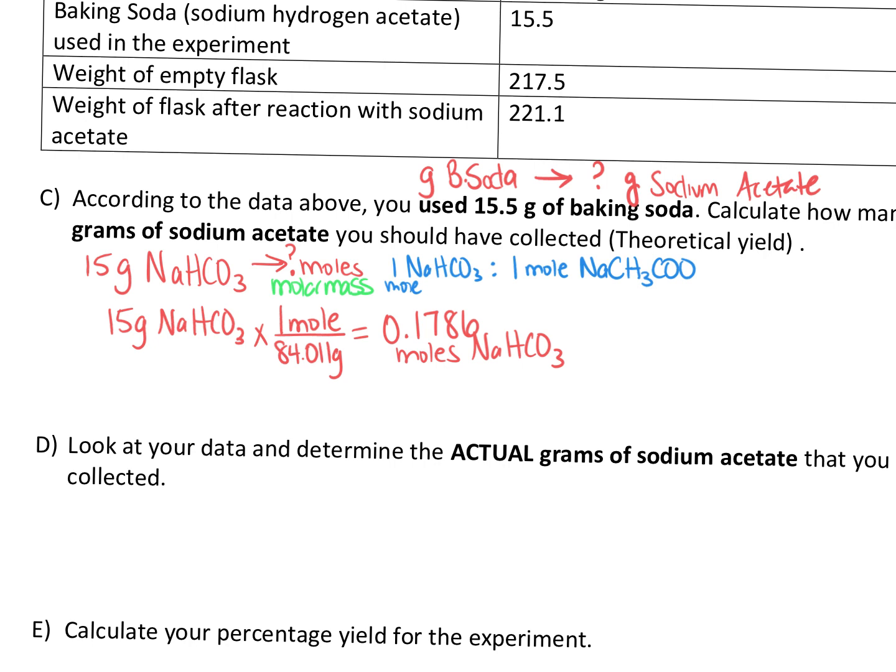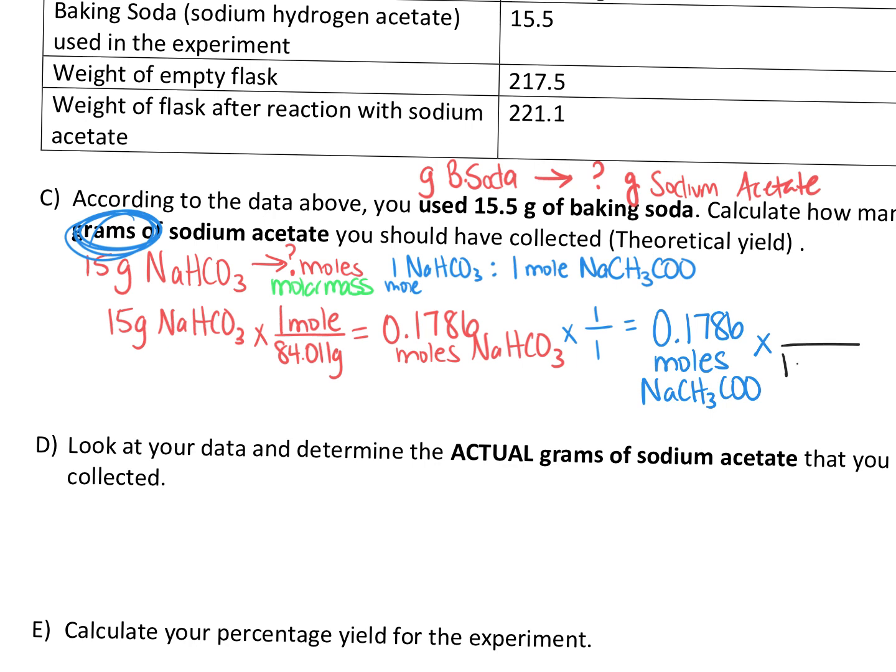That's actually kind of nice because this is a 1-to-1 ratio. So if I am using 0.1786 moles of baking soda, since it's a 1-to-1 ratio, I should make 0.1786 moles of sodium acetate. Well, the thing is I need to know how many grams, because remember, our balance doesn't tell us moles. So this brings us back to our first unit again.